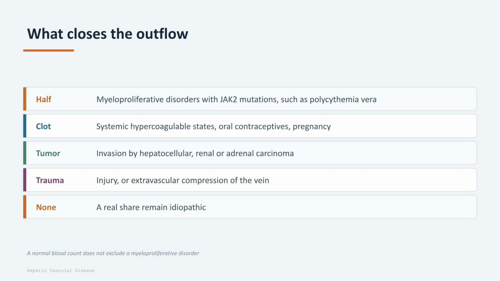Where does it come from? Here is the headline number. About 50% of cases come from myeloproliferative disorders associated with JAK2 mutations. Polycythemia vera is the classic example.